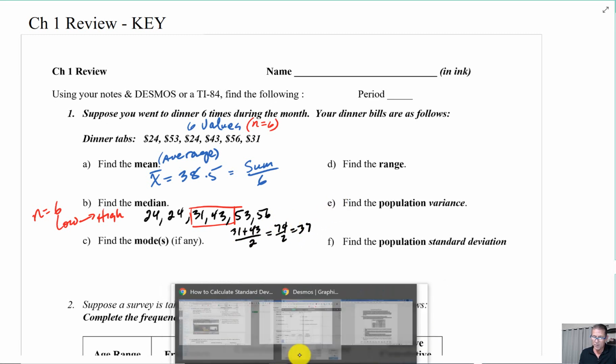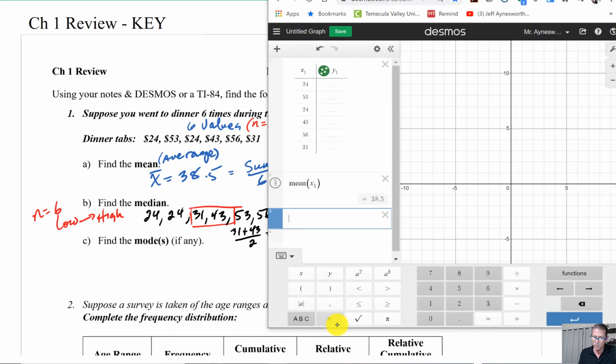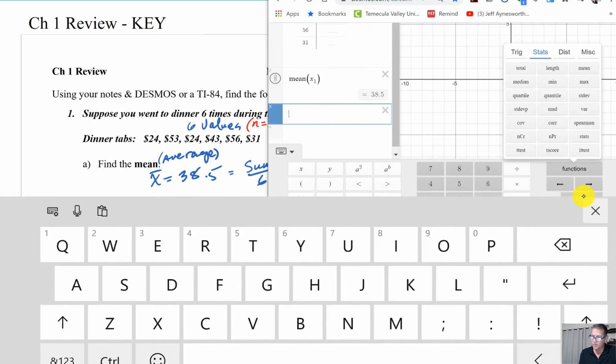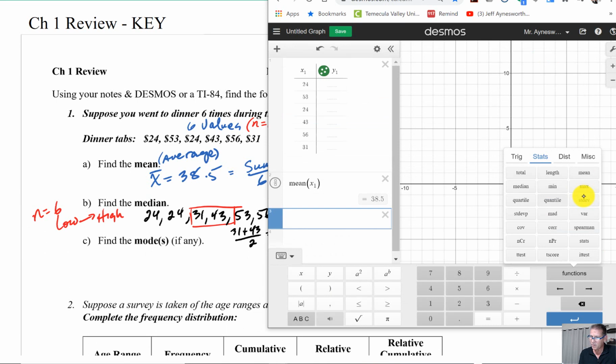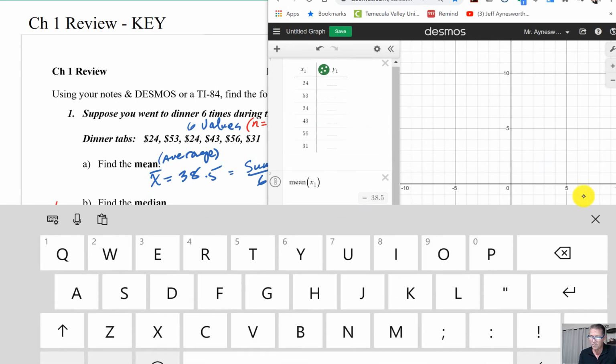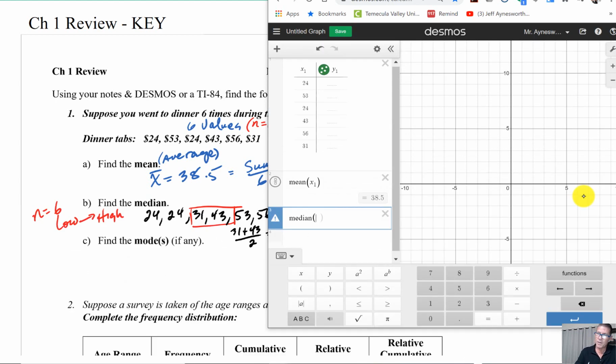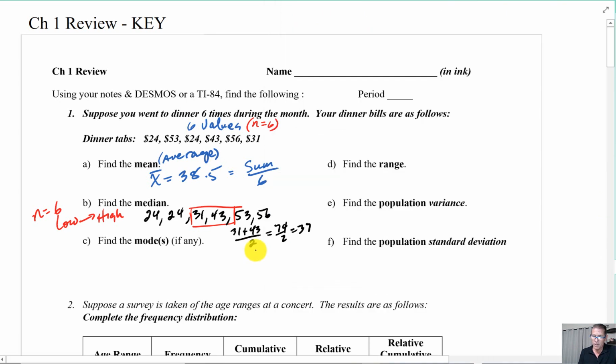So when we go back to Desmos, okay, we're going to go to functions. Okay, pick median. I got to find it. There we go. And then, of course, you got to type in x1. Hit the enter button. Boom. 37. And notice that I said earlier that the median is 37 because it's the middle number. Okay, the median is the middle. So the number in the middle, if you have 2 of them, is right in the middle. And you find that by averaging. Okay. So the median here is 37.